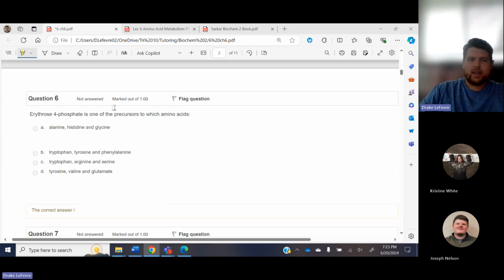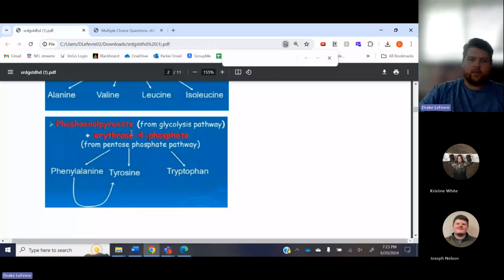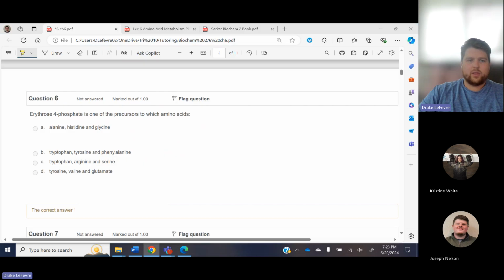So same thing here. Erythrose 4-phosphate is one of the precursors to which amino acid? So look at, where's our erythrose? Here we are, erythrose 4-phosphate from the pentose phosphate pathway: phenylalanine, tyrosine, and tryptophan. Your pal Tyrone tripped you in the ring. Yep. I was gonna say they're aromatics.